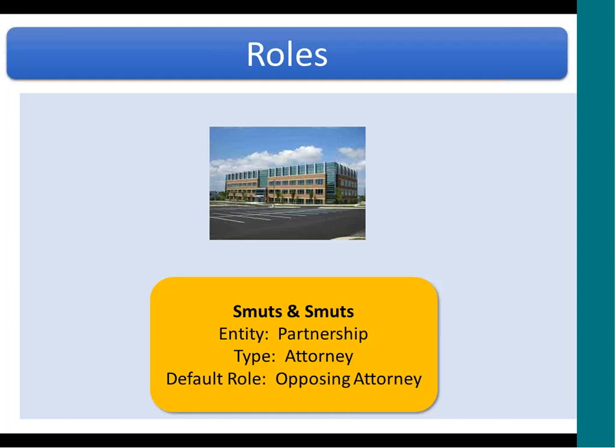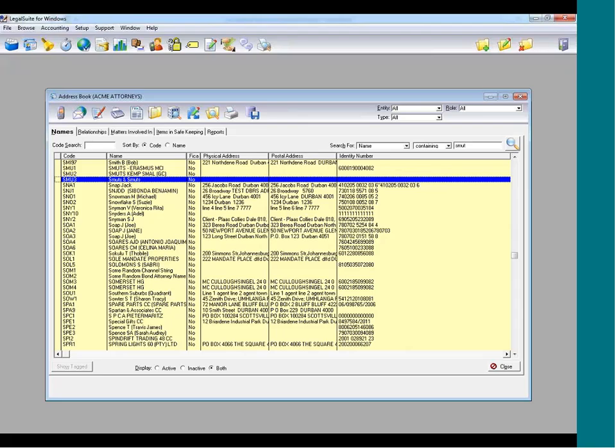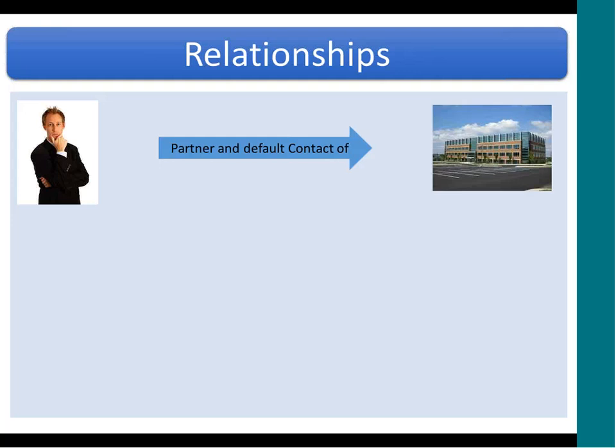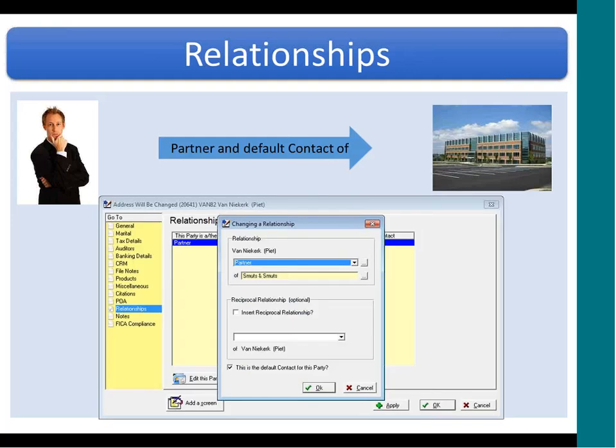So if you go to Piet van Niekerk in the address book, you'll see the relationship for Piet van Niekerk is that he's the partner of Smiths and Smiths. That is how the two of them are connected. So if you need to communicate with Smiths and Smiths, you can't send an email or a letter to Smiths and Smiths. It has to go to a person at Smiths and Smiths, and that will be Piet van Niekerk, who also happens to be the default contact for that firm.